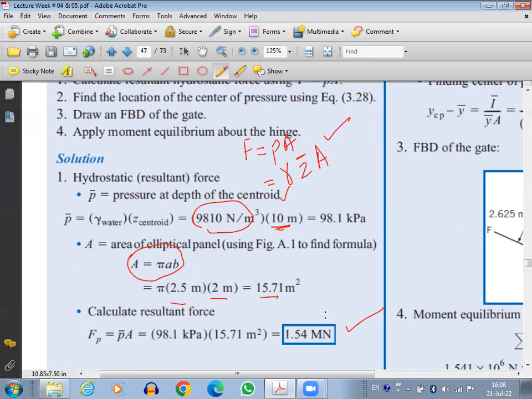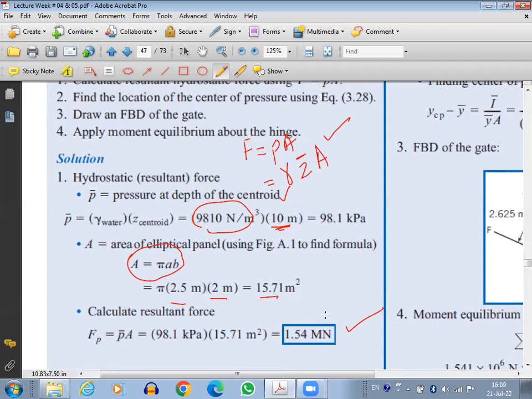I will move forward if you are okay till this point. This is gamma Z A. Gamma Z was the pressure. Area, whatever the area of the surface for which we want to find out the force. Is it clear till here? Shall we move forward? Let's move forward. Okay. Now I need to know, okay, this is the force. 1.54 mega Newton is the force.